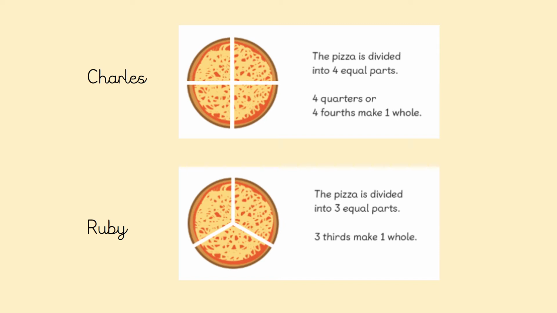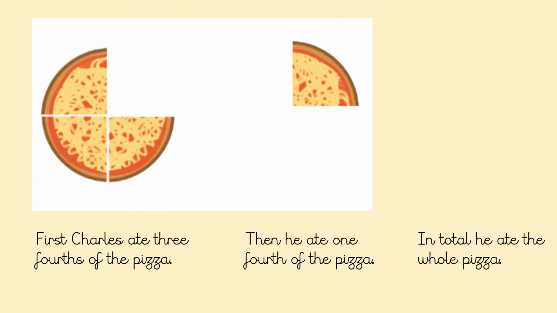What I didn't tell you was that before Charles and Ruby had finished eating their pizza, the doorbell rang. So they weren't finished. When the bell rang, they got up, went to the door, checked who was there, had a chat with their neighbour who was ringing, and then they went back and finished their pizza.